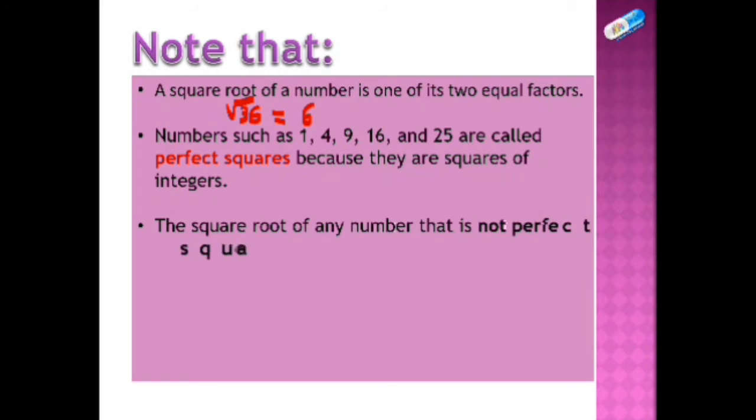The square root of any number that is not a perfect square is irrational. So for example, as we mentioned before, square root 2 is irrational. Why? Because 2 is not a perfect square.